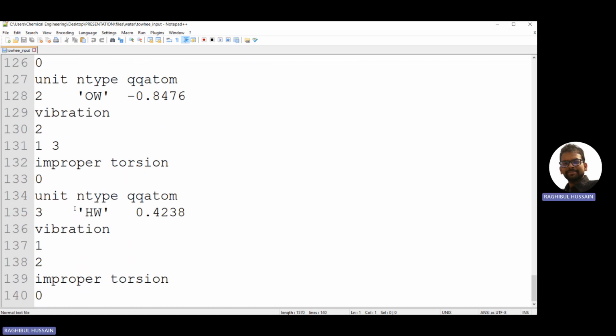Sir, why is the... what we need? Improper is what? Using 3 atoms, we make 1 plane. Suppose we have 4 atoms. Take 3 atoms, we make a plane. Right? Similarly, you take another 3 atoms and make another plane. The improper angle means the angle between 2 planes, taking 3 atoms at a time.